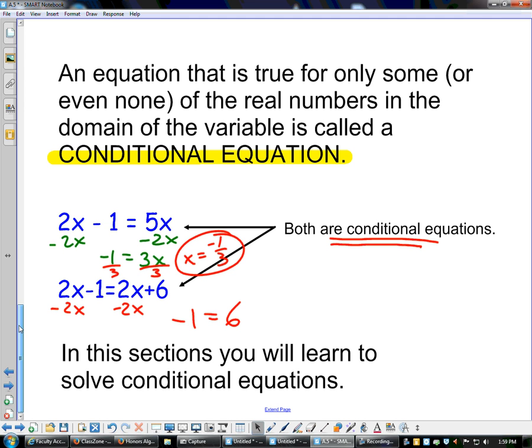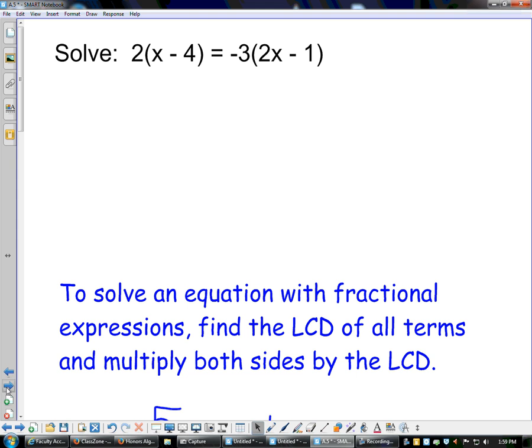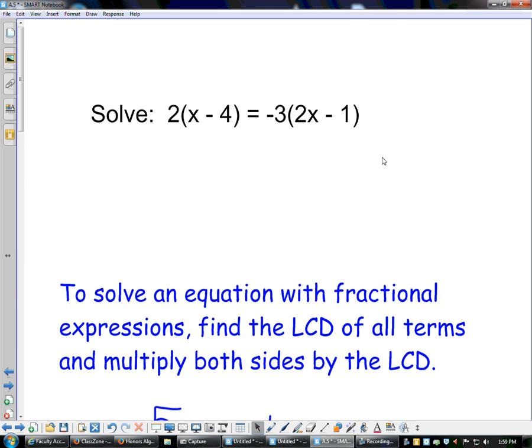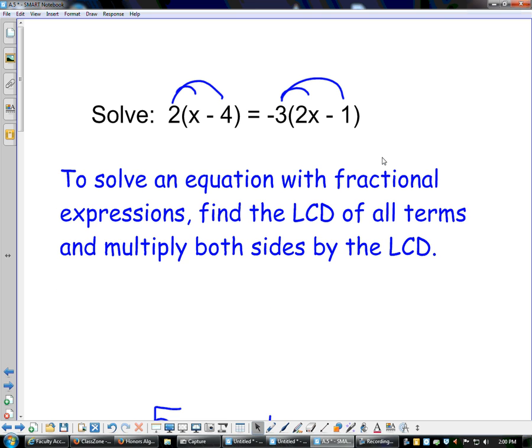In this section, you're going to learn how to solve various conditional equations. So first, if we were going to solve something like this, I don't even think we need to do this example. You know that you would distribute the 2 here, distribute the negative 3, and so on, group like terms, and so forth. So we're not going to do that example. I won't waste your time with that. I think you can handle any linear equation that comes along.